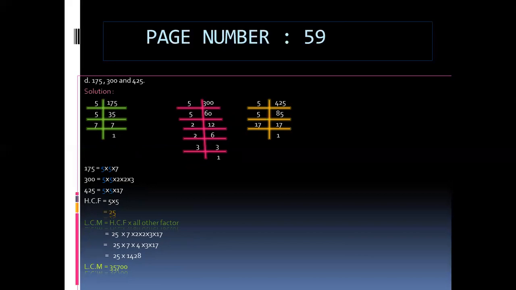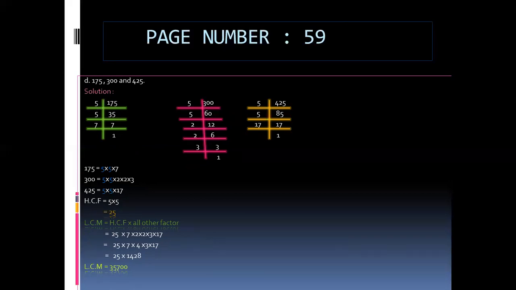Now is the turn of 300, so we can also divide 300 by 2, 3 or 5. 300 is divisible by these three prime numbers, 2, 5 and 3. Start division with 5. 60 is there, again with 5. 12 is there, divided by 2. 6 is there, and at the end 3 is left.